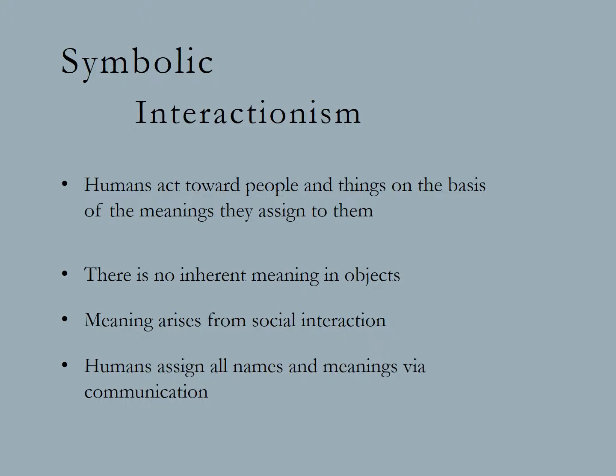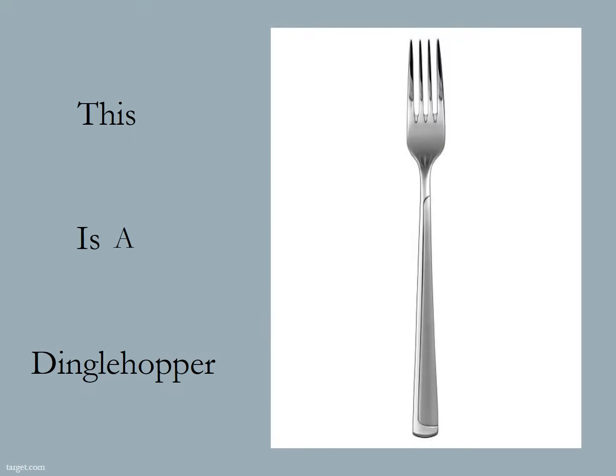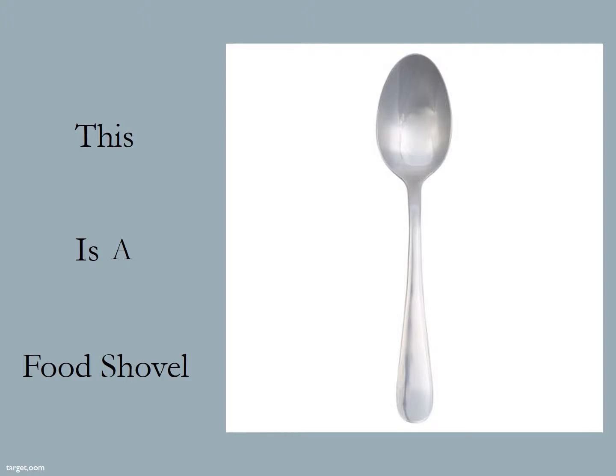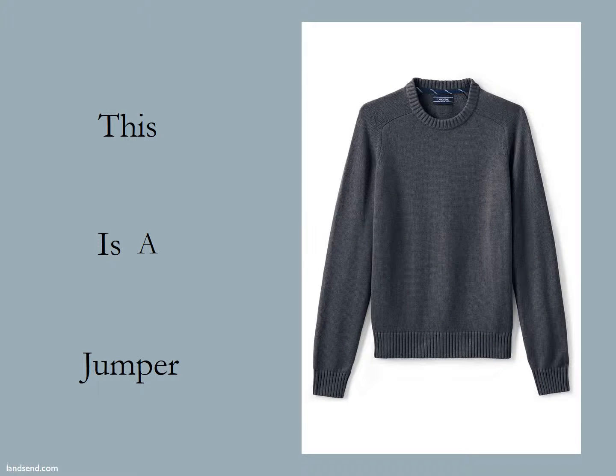And since the dawn of time, people have been assigning names and meanings so that they're able to talk about the things around them. So this is a dinglehopper, this is a food shovel, and this is a jumper. Now, jumper is an actual term used in parts of Europe and Australia and other parts of the world to describe what a sweater is. It's just their dialect and their term for it.